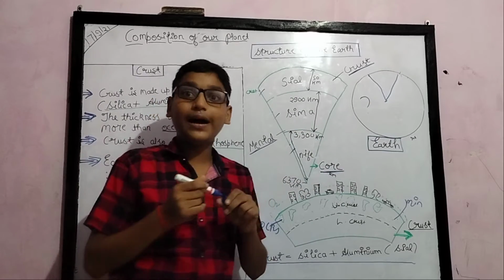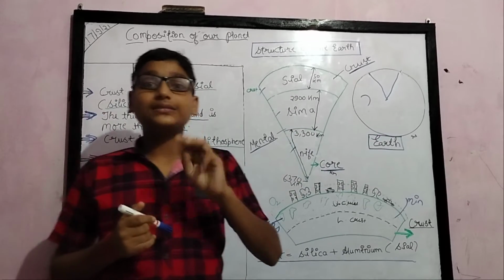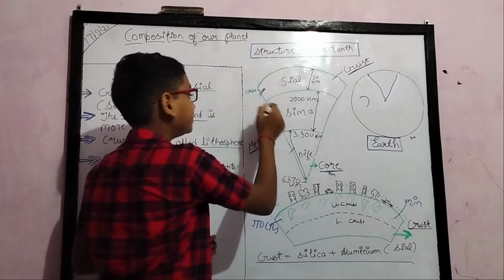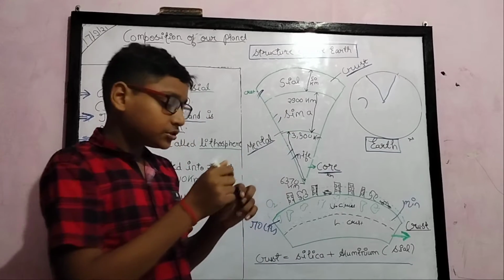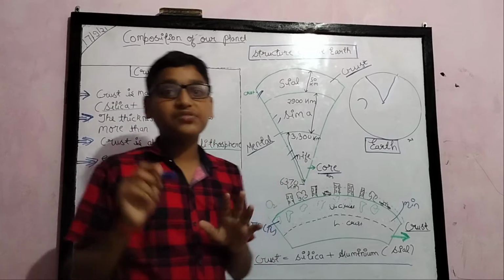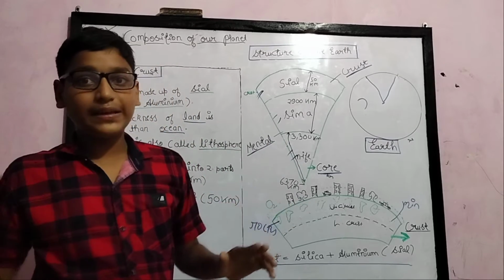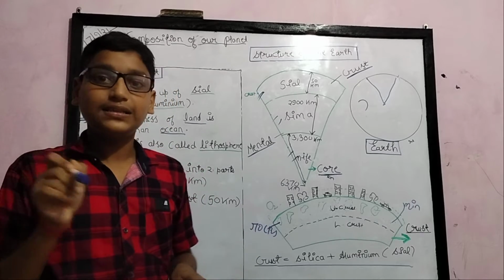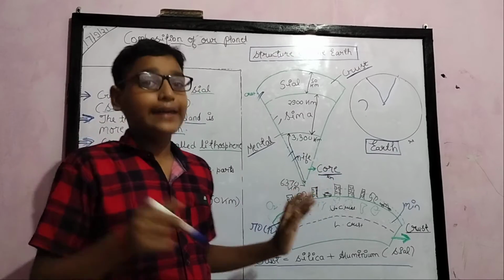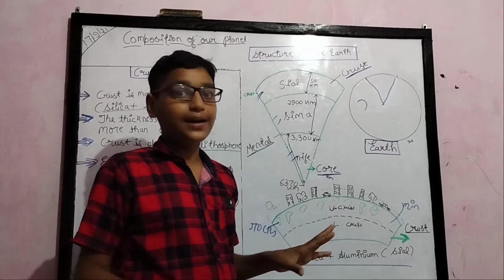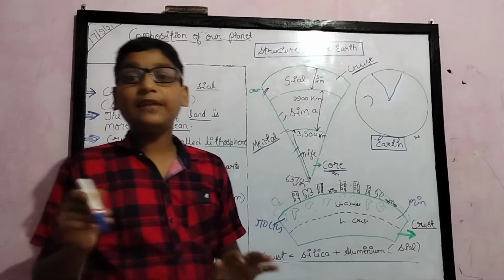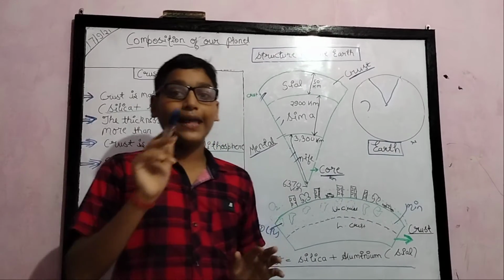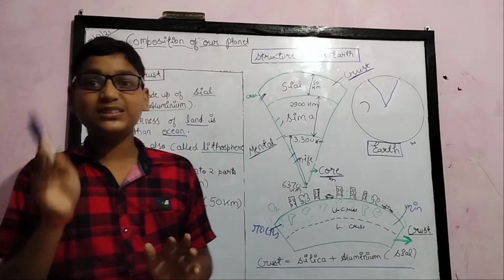So the Earth is divided into three layers: crust, mantle, and core. The crust is made up of silica plus aluminium, and the mantle is made up of silica plus magnesium. And the core, the lowermost layer of the Earth, is made up of nife, which is nickel plus ferrous. Ferrous means iron. The Latin name of iron is ferrum.